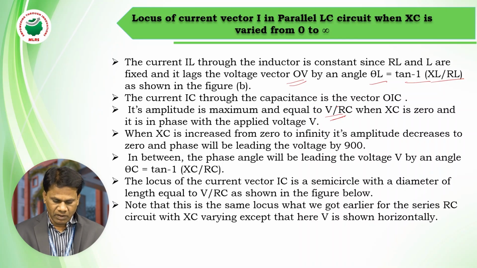So this is the case. As XC increases from 0 to infinity, current decreases from the maximum value to the minimum value, and the angle is 90 degrees. So the angle made through the variable element, theta c, is equal to tan inverse XC by RC.